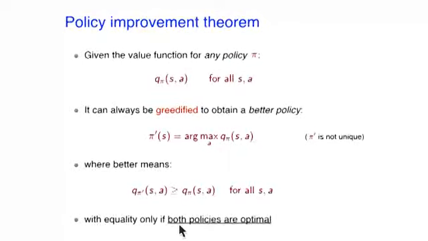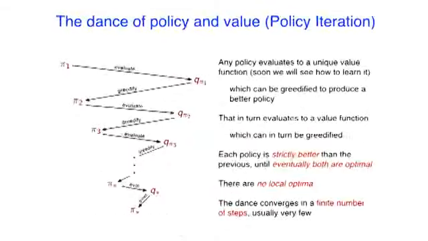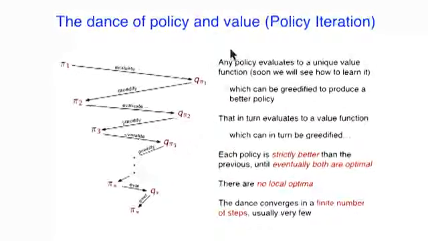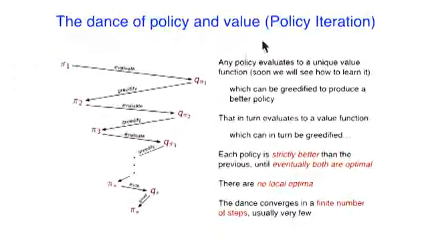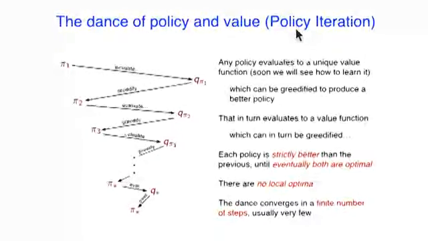Okay, so if you think about this, this kind of gives us a strategy for proceeding. That strategy is called, well, I like to call it the dance of policy and value, because it's more, I don't know, mythological or romantic. But the common name in the literature is policy iteration. You could call it either one. I'm going to call it the dance of policy and value.